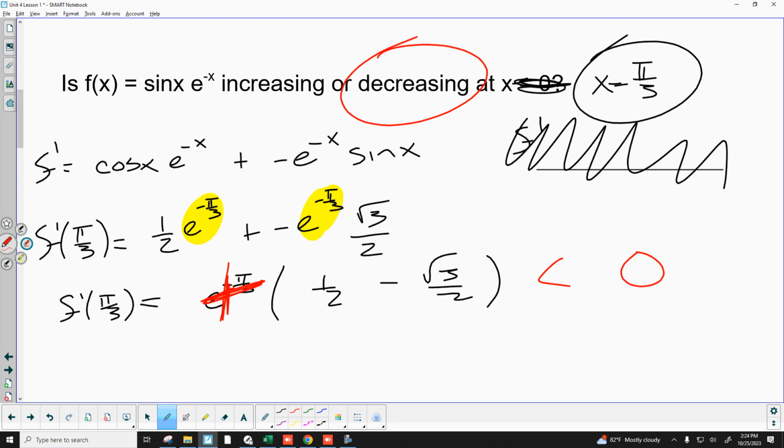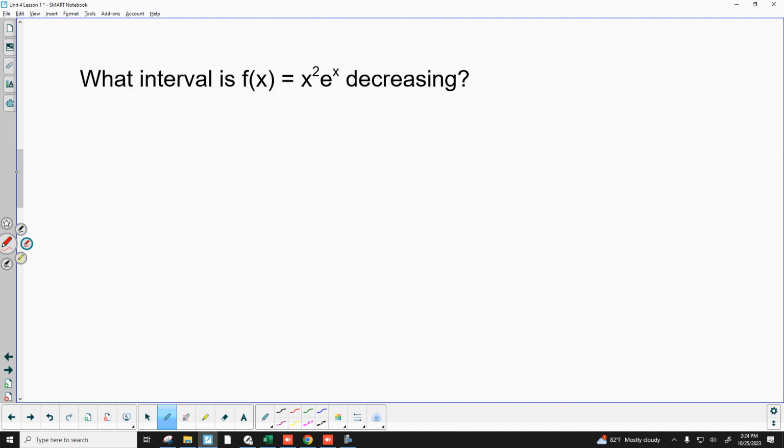Now, that was just one point, but now we're going to ask you about intervals. What interval is this function decreasing? I bet you could do this if you tried. Go.